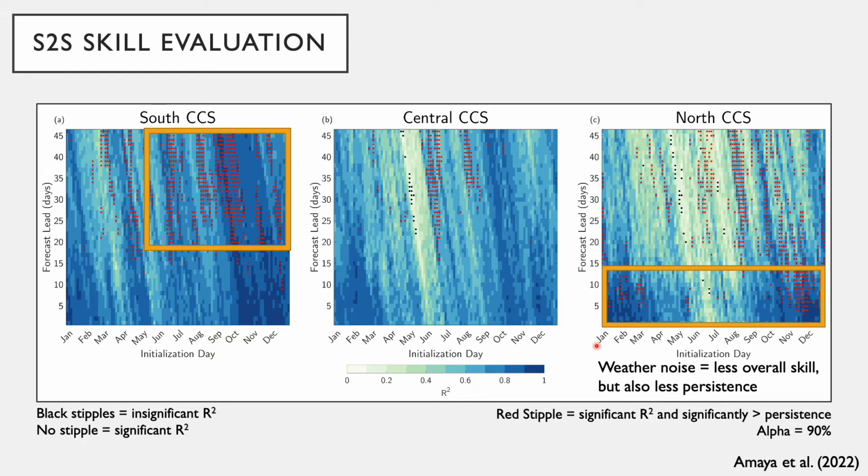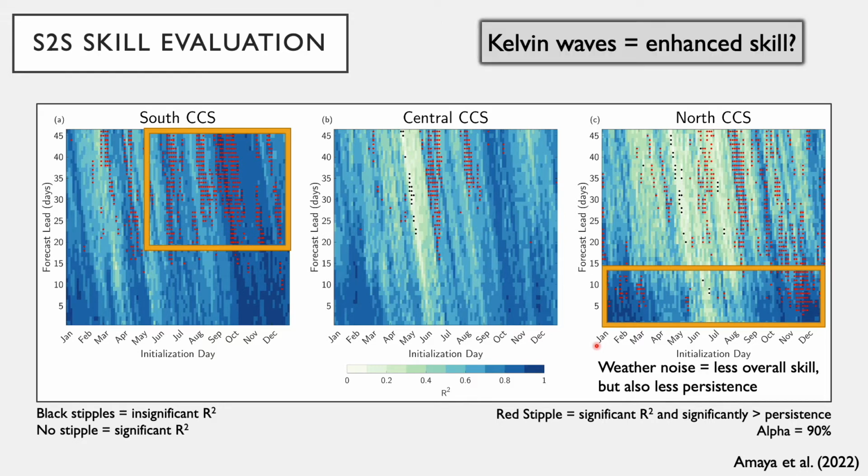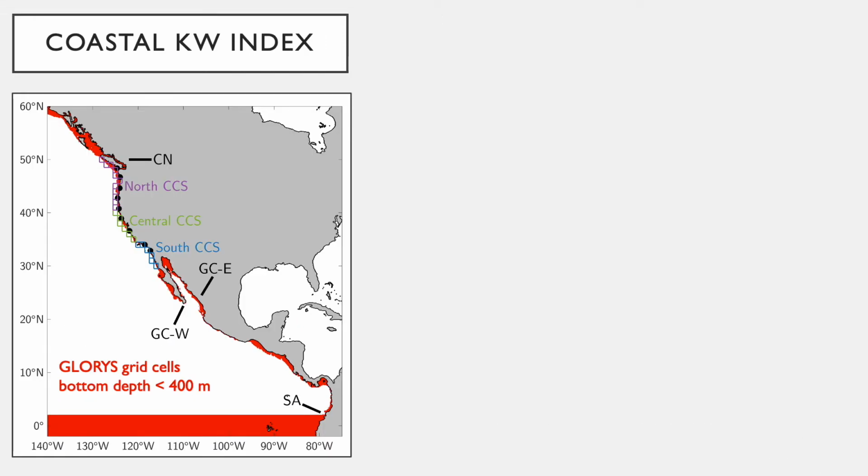So now the question becomes, if we think about Kelvin waves as they're propagating through these different regions, are forecasts that are initialized with strong Kelvin wave conditions, do these forecasts have enhanced skill? Are they better than forecasts without Kelvin wave activity? To answer that question, we need to be able to characterize coastal Kelvin wave variability throughout our record so that we can then go back and look at our individual forecasts and determine if they were initialized with active Kelvin wave conditions or non-active Kelvin wave conditions. And then we can compare the forecast skill between those two groups.